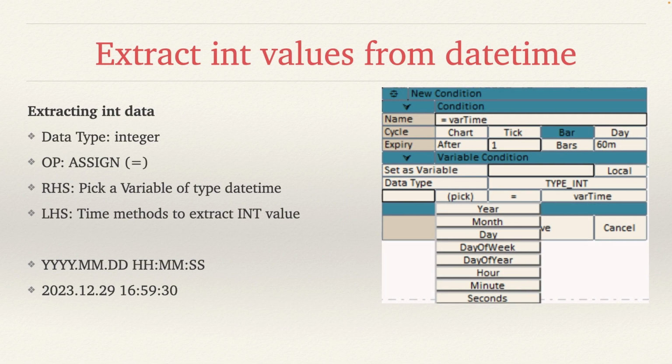The data for a datetime variable contains several discrete components: year, month, day, hour, minutes, and seconds. The variable condition has the ability to extract this data, one piece at a time, from a datetime variable.